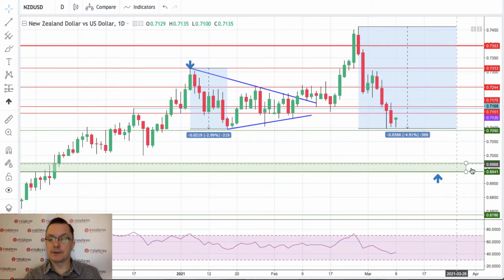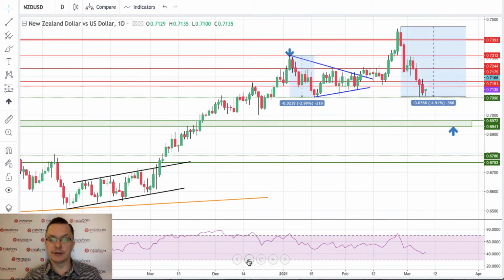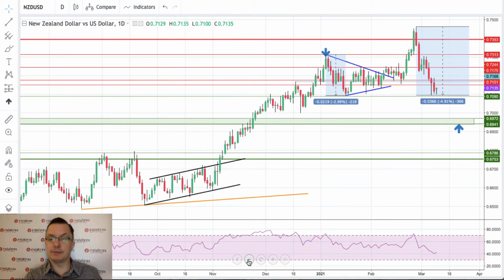from these levels towards 0.6972 and 0.6941 on the New Zealand dollar, which is very interesting, because we haven't visited this level since the breakout of the 24th of November last year. So please pay attention to the current development on the New Zealand dollar. This move down is already almost 5%. It doesn't look like a part of this move up anymore. So something is cooking. And what can be cooking here?